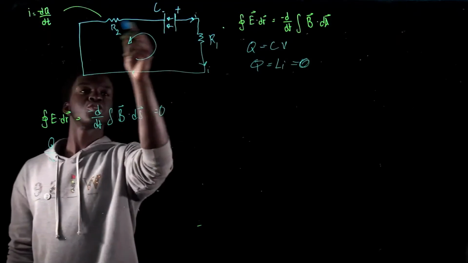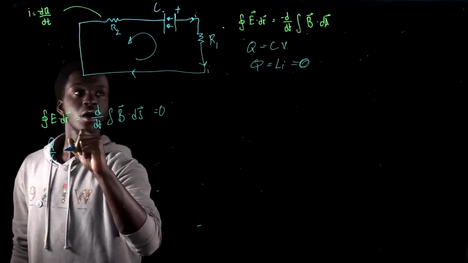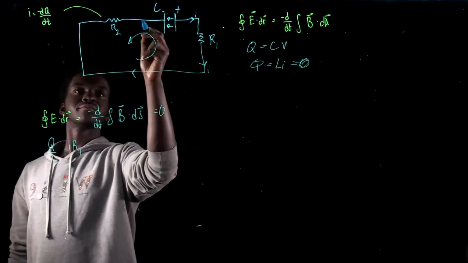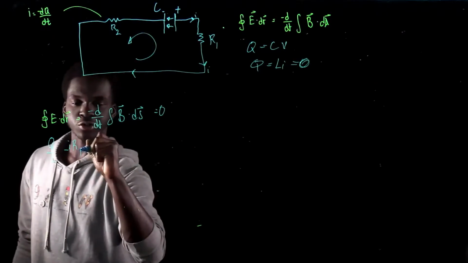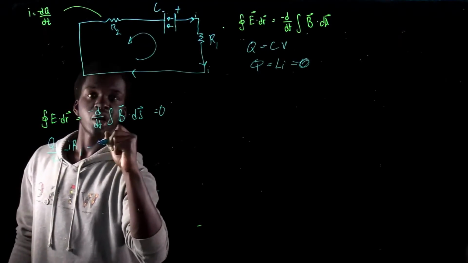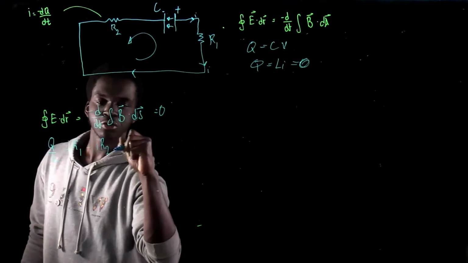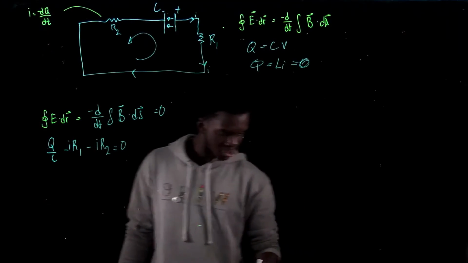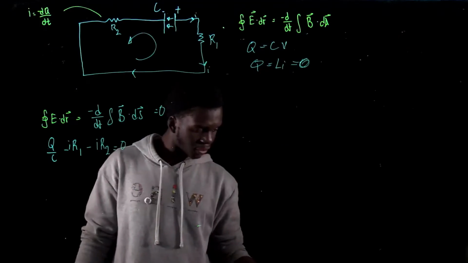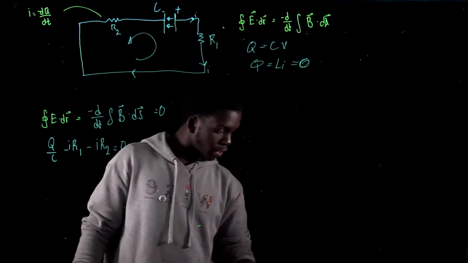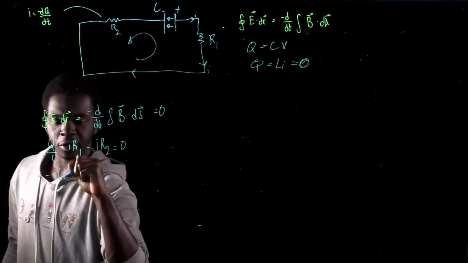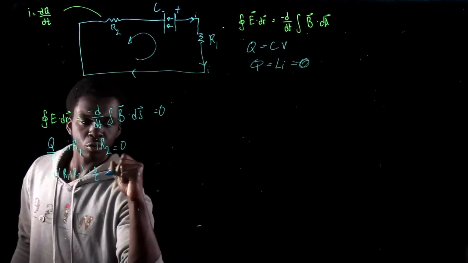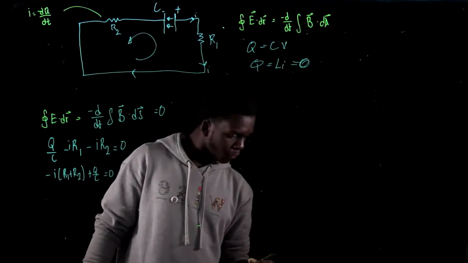Okay, Q over C, we're going this way, this way, this way, minus IR2 first, but it's the same thing. Minus IR1 minus IR2, and that is equal to 0. Okay, so now since we're given that, let's simplify. It's going to be negative I times R1 plus R2, plus Q over C, is equal to 0.